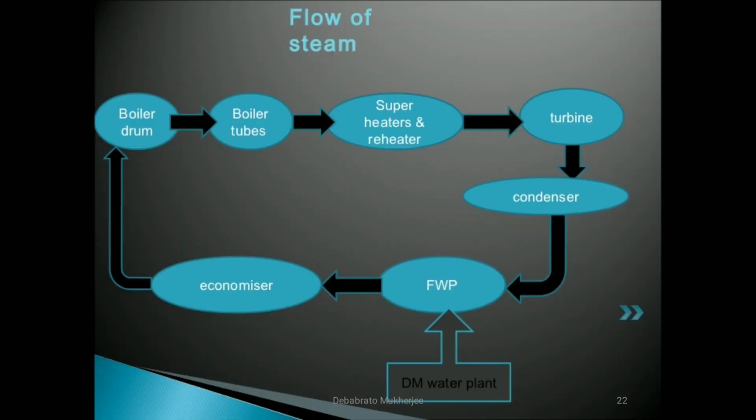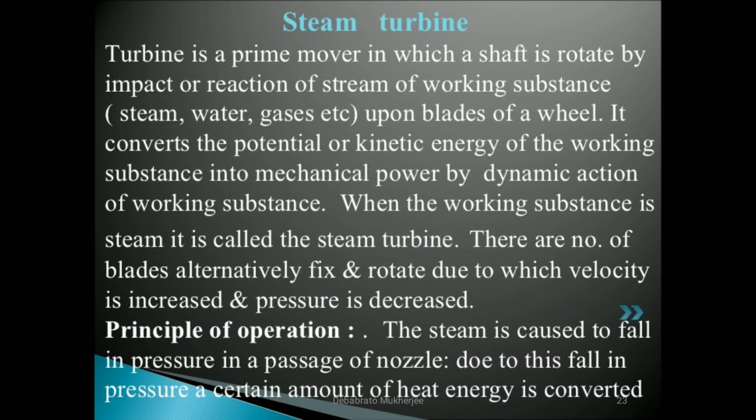Again, the same flow of steam: it takes place from the boiler drum, boiler tube, superheater, then turbine, condenser, then the water pump, where demineralized water is also given. Then it is again given to the economizer, and from there again to the boiler drum. The steam turbine principle is that the steam is caused to fall in pressure in its passage through a nozzle. Due to this fall in pressure, a certain amount is converted.